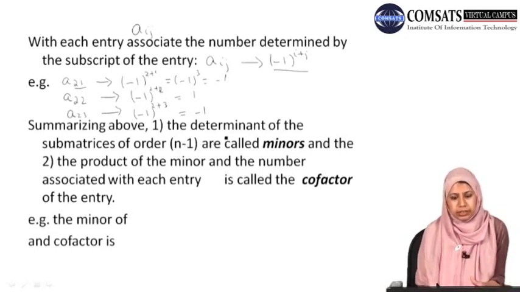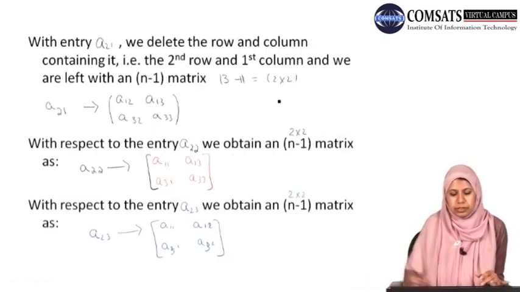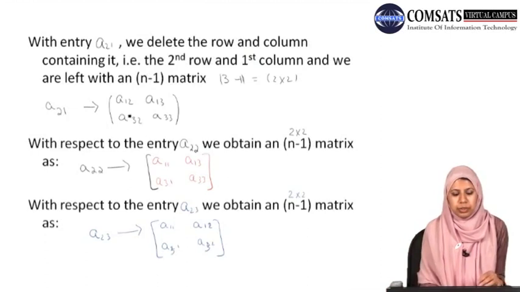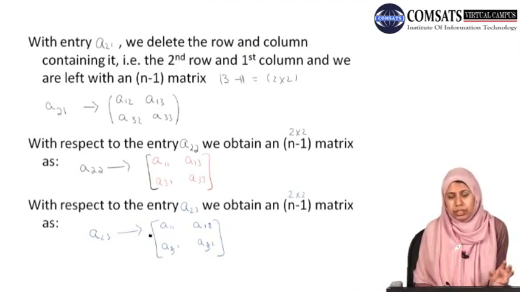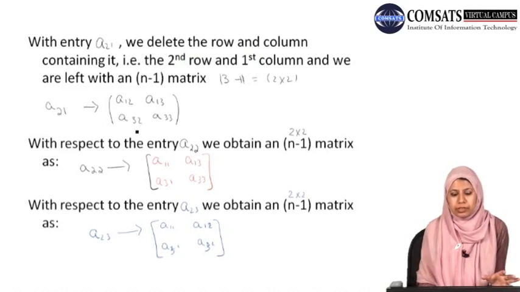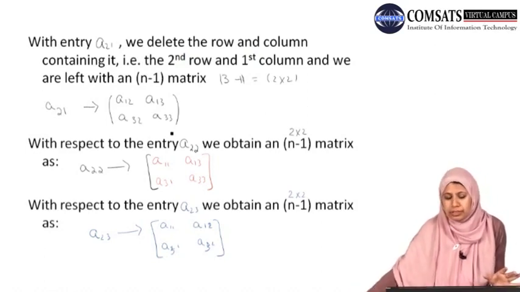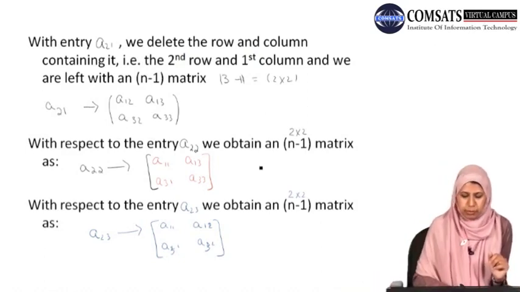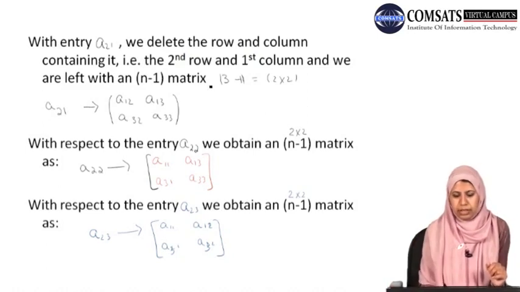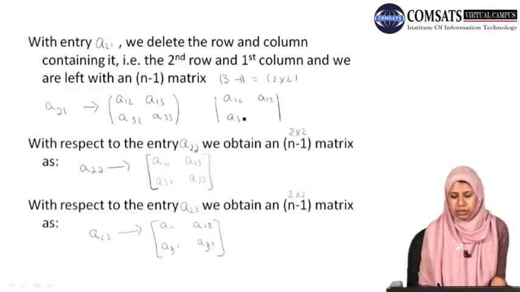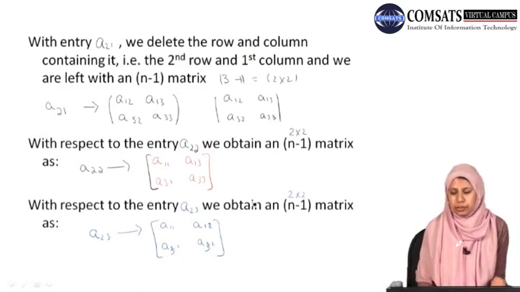They are called the minors. That is, these 3 submatrices which we have figured out with respect to the entry A21, the entry A22, and the entry A23. With respect to these three entries, we have figured out the submatrices of order 2 by 2 and the determinants of these submatrices. By determinant we mean that these entries will be written in vertical bars, and so on with the rest of the two.